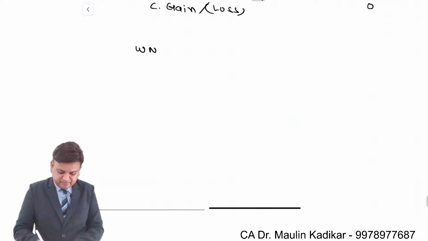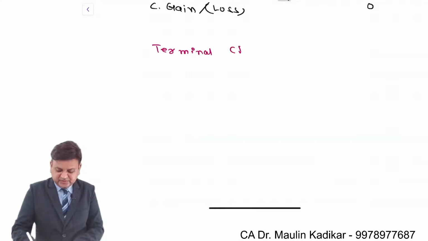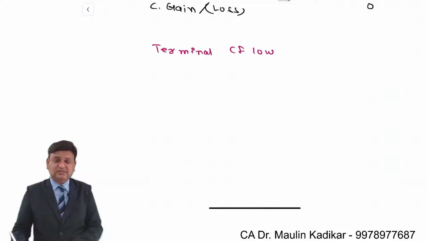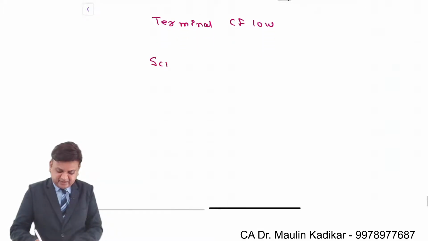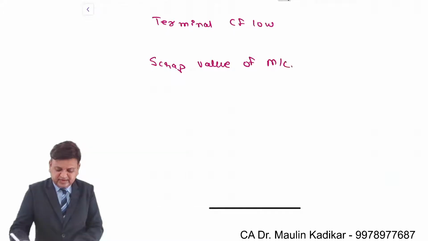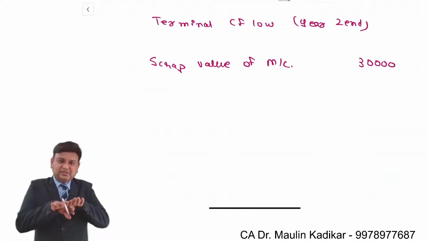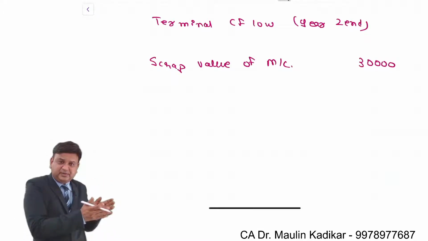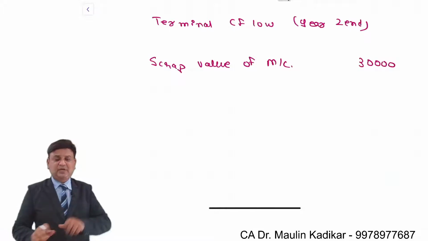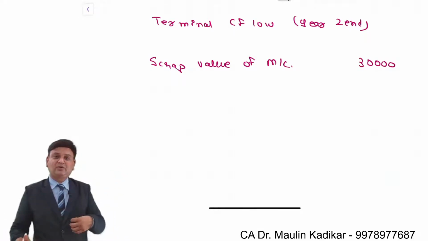Working note number 2, or we can directly write terminal cash flow. As far as the terminal cash flow is concerned, it will be found like this. The first is the scrap value of the machinery, which we are going to receive at the end of the second year. That is an amount of 30,000. Because when the life of the project is over, the machinery which we had purchased for manufacturing of the product will be sold and you receive an amount of 30,000.